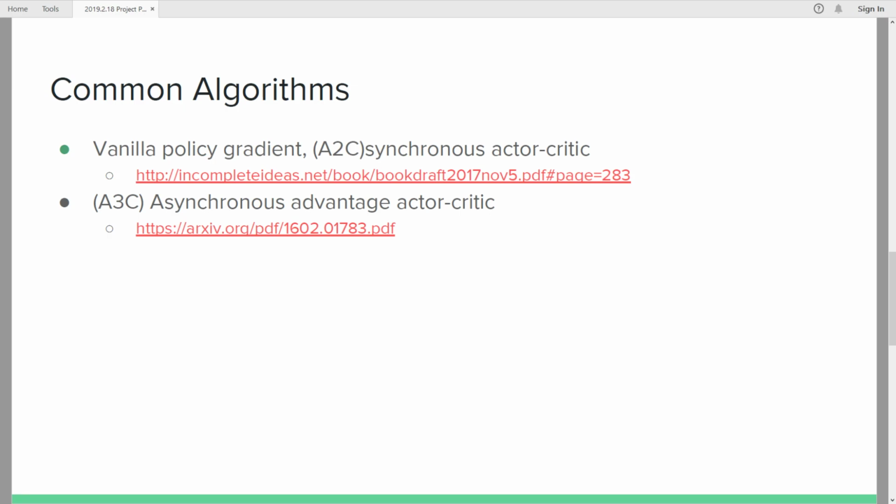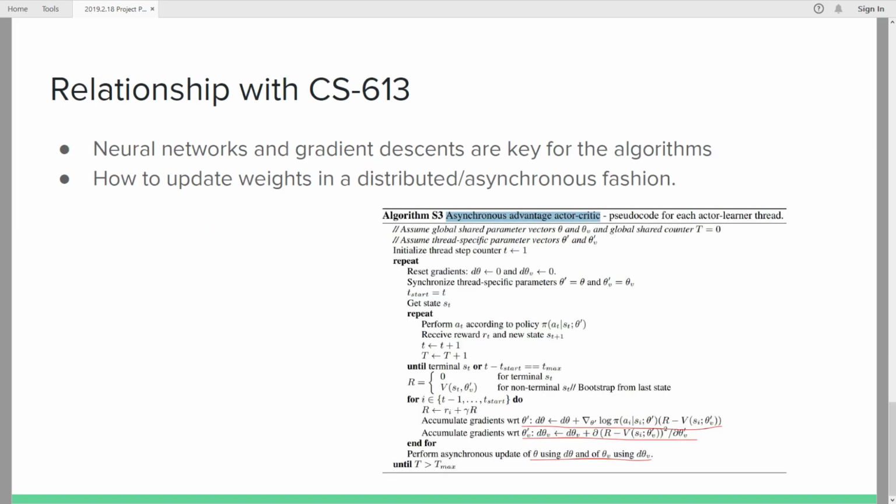And most importantly, after I try to learn those two algorithms, I was hoping to learn A3C, which is asynchronous advantage actor critic. Which is basically a distributed version of A2C, and it has been one of the most popular algorithms in the reinforcement learning world, and I definitely want to implement it.